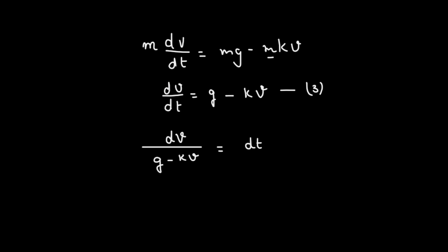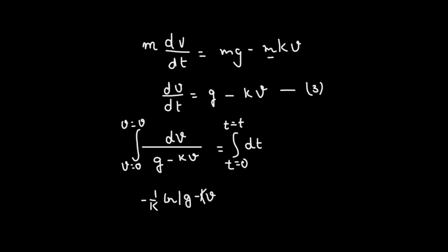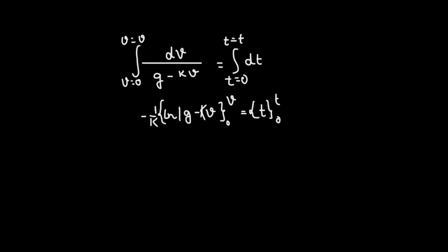Now that we have separated the differentials, we are going to integrate both sides. For the first integral, the limits will be from v equals 0 to v equals v. And for the second integral, the time is calculated from t equals 0 to t equals t. So the integration of dv over g minus kv will be negative 1 over k times natural log of g minus kv, with the limits running from 0 to v, which is equal to t, with the limits going from 0 to t. Let's plug in the limits.